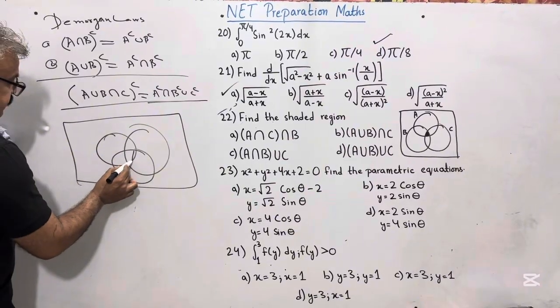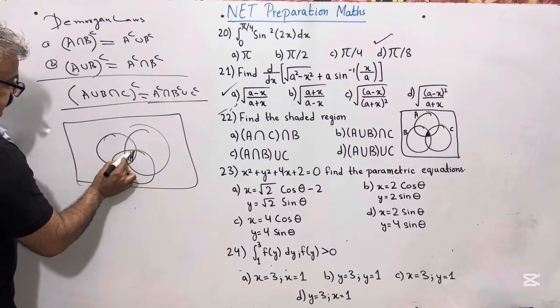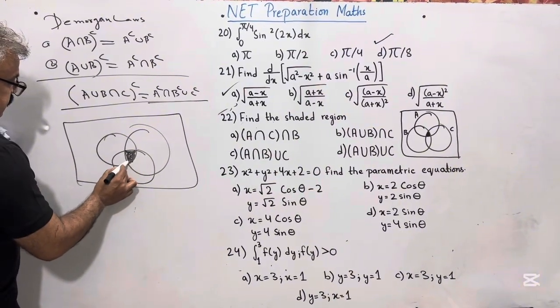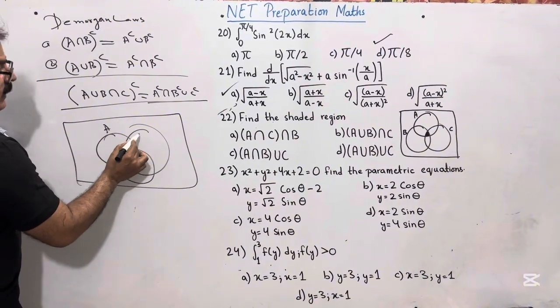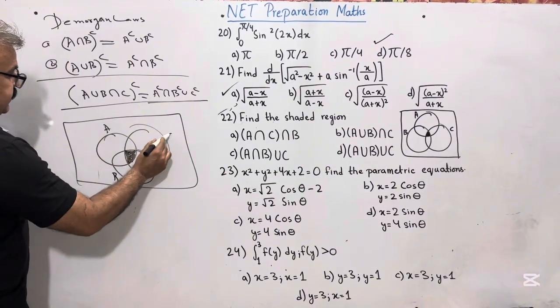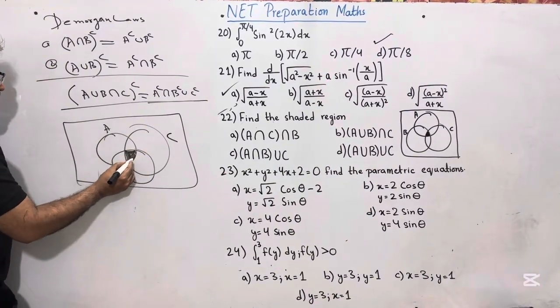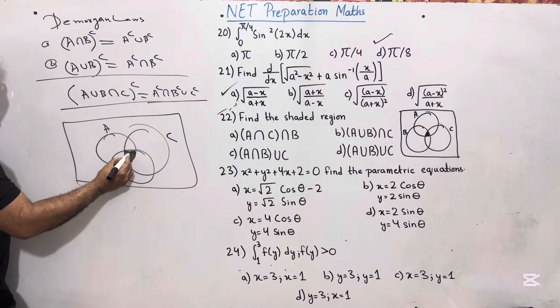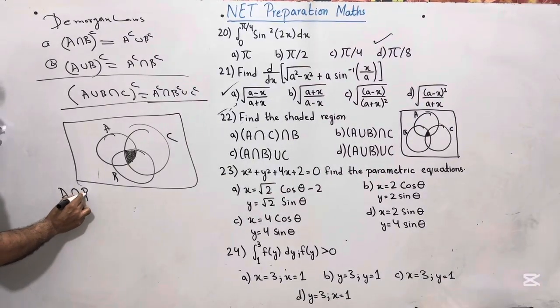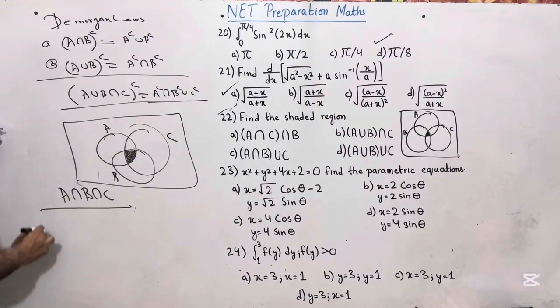and they have shaded this very common portion. That is the portion that belongs to A as well as B as well as C. This is the overlapping portion of all these three sets. It is known as A intersection B intersection C.